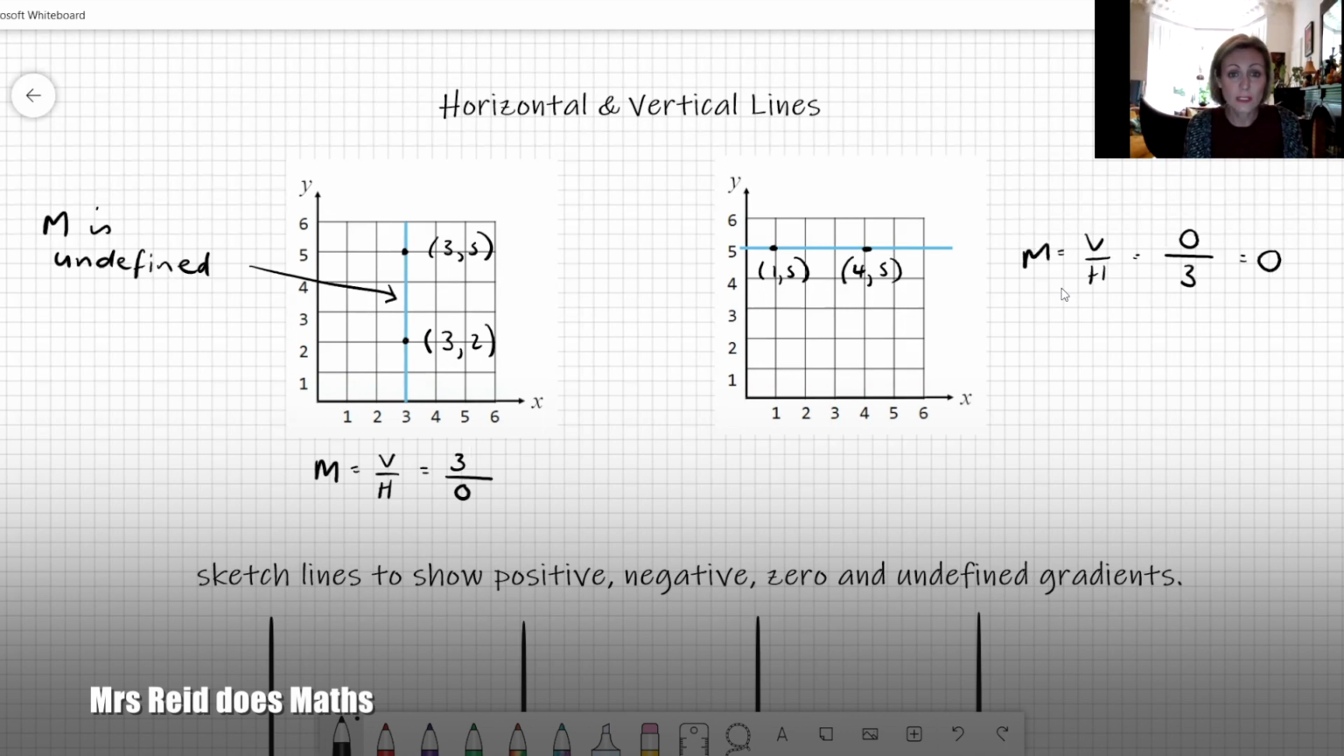And 0 divided by 3 is just 0. If you've got 0 sweets and 3 friends, nobody gets any sweets. So you can divide 0 by a number. It makes sense, but you cannot divide by 0.